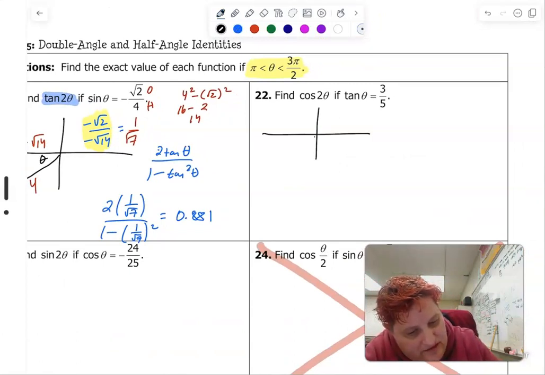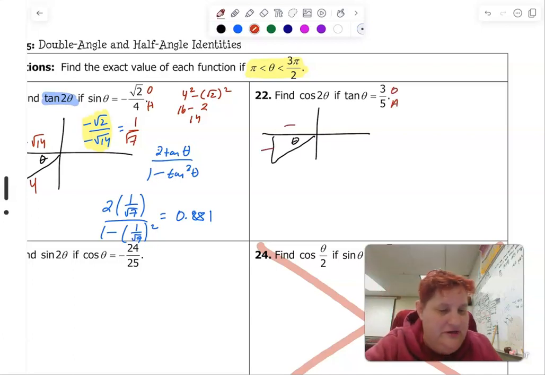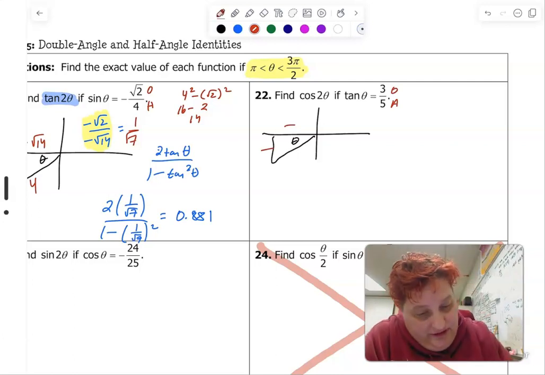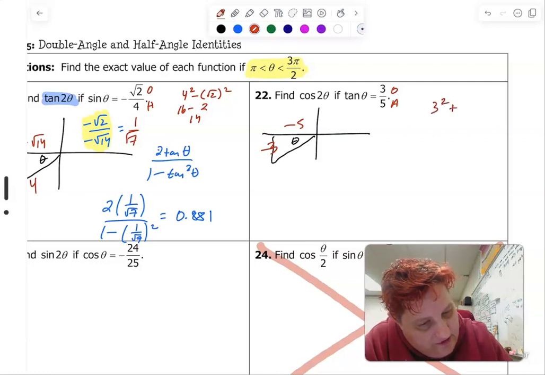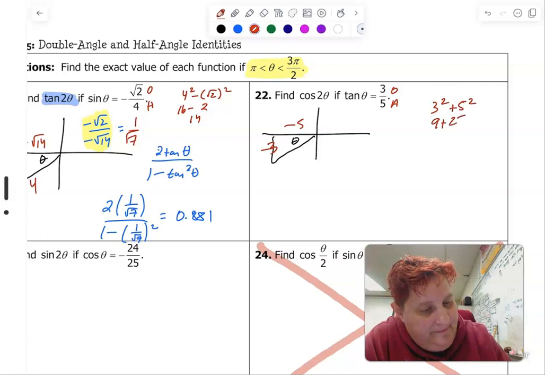Okay, still in quadrant 3. Quadrant 3 is negative, negative. Tangent is opposite over adjacent. Again, unfortunately, this is also not a triple because it's not a 3, 4, 5. The 5 would have to be on the hypotenuse, right? So in your calculator, you just put 3 squared plus 5 squared, which is 34. So that's square root 34. Kind of ugly, but whatever.